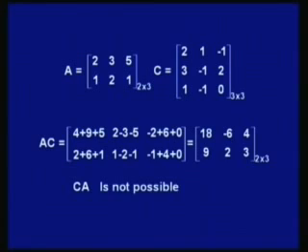But if you consider CA, C is 3 by 3 and A is 2 by 3. So this 3 is not the same as this 2, so CA is simply not possible. In this example, although AC is possible, CA is not possible. In the earlier example, AB and BA both are possible, but they are not equal. In this case, AC is possible, but CA is not possible.